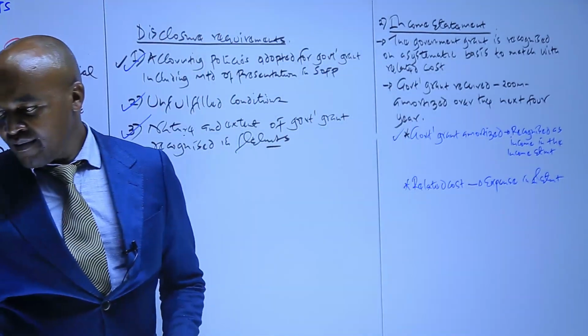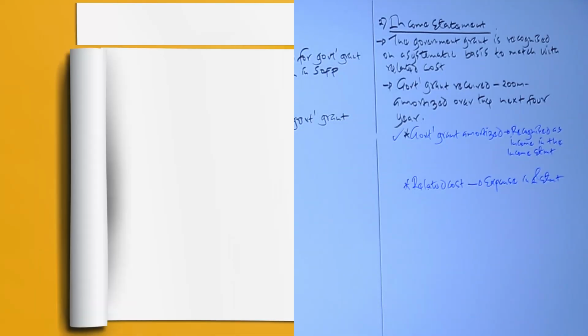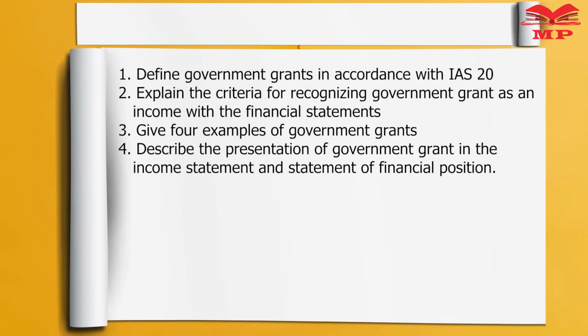So let me give some assignment as far as this topic is concerned. I will read a few questions here; you attempt them as your assignment. The first question reads, define government grant in accordance with International Accounting Standard number 20. Number two, explain the criteria for recognizing government grant as an income within the financial statements.